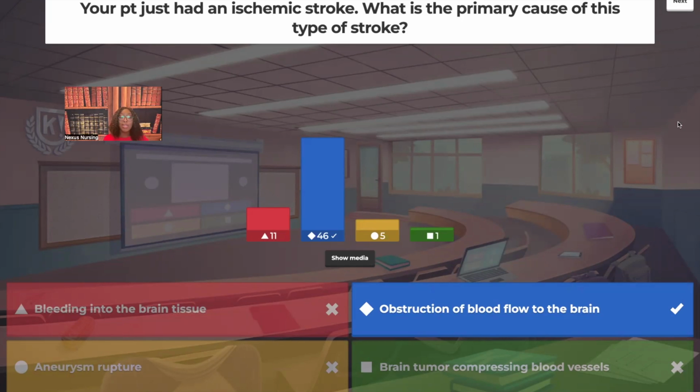Now, let's look at the wrong answer choices. Bleeding into the brain. That's what? A hemorrhagic stroke, right? Aneurysm rupture. Let me explain to you what an aneurysm is. So an aneurysm is a weakness in a blood vessel.